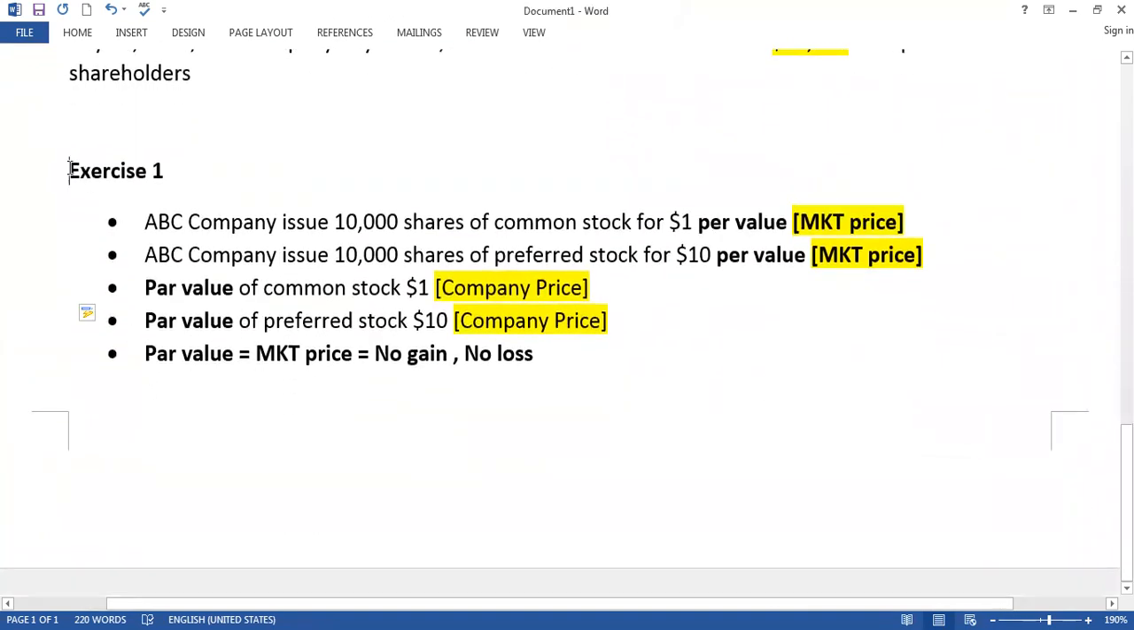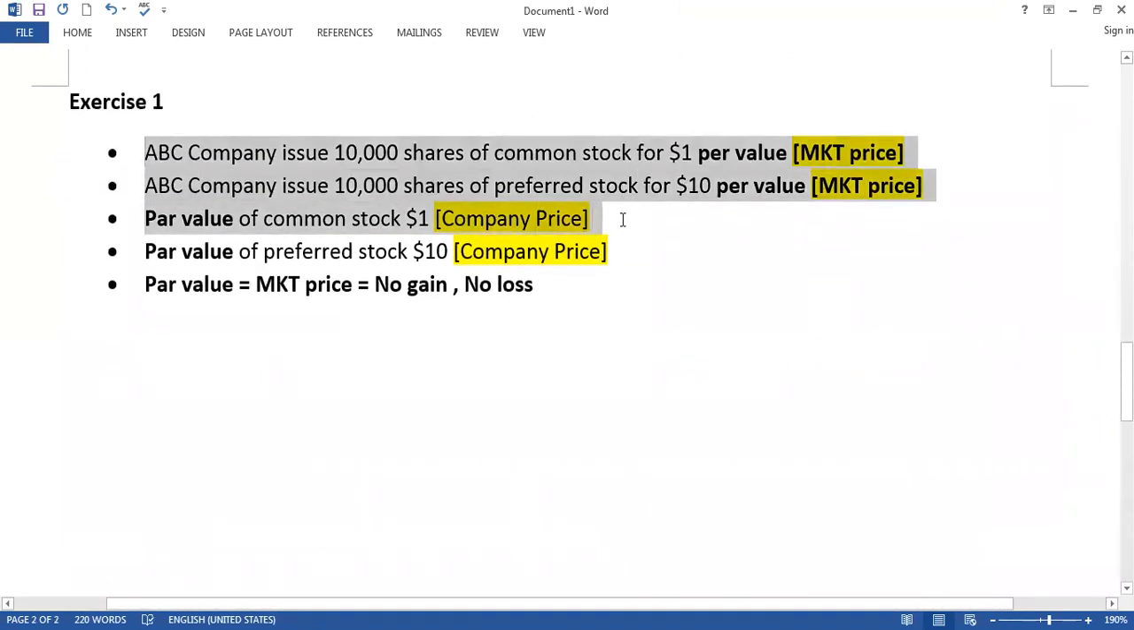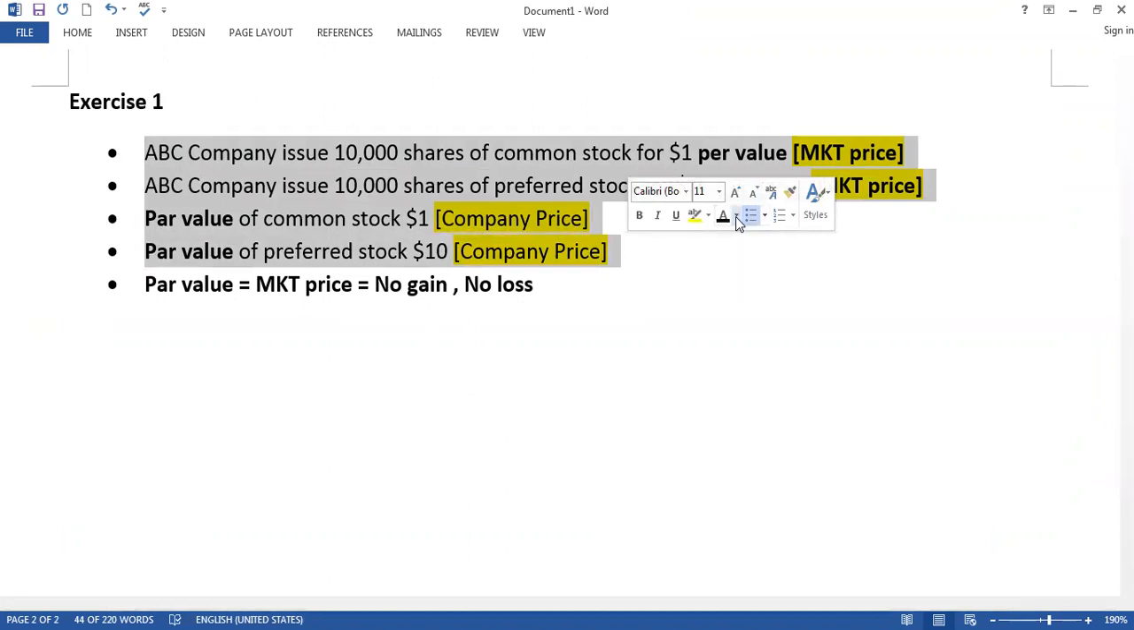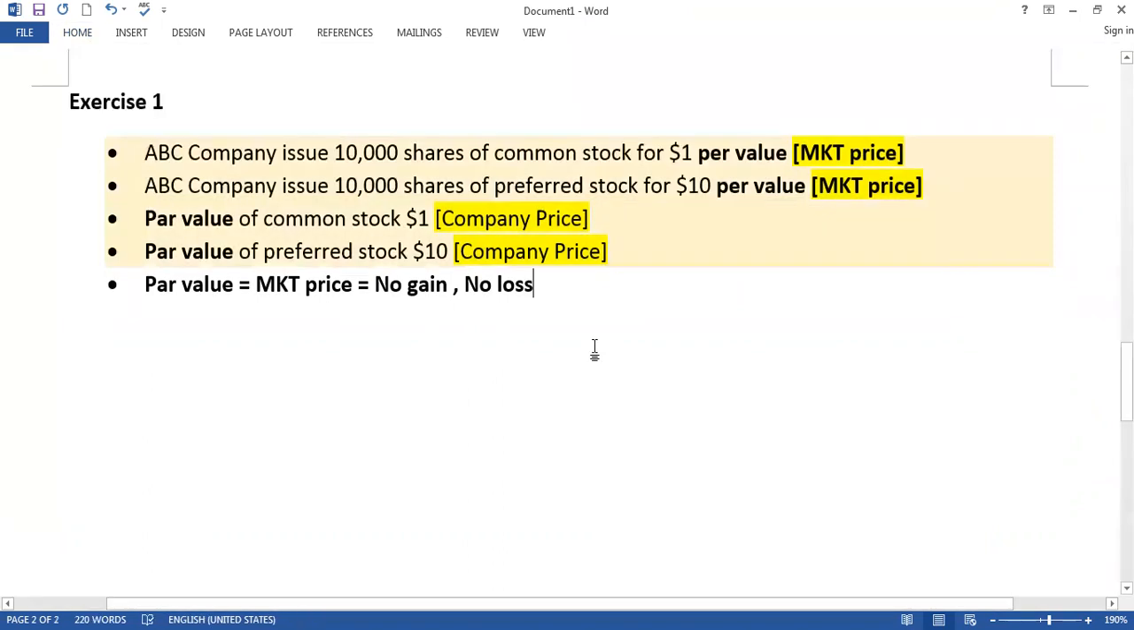Now, how to record the journal entry up to here? This is our question: ABC company issued 10,000 common stock, $1 par value for $1, and ABC company issued 10,000 preferred stock for $10 par. We have par value $1 and par value $10. So what is the journal entry?